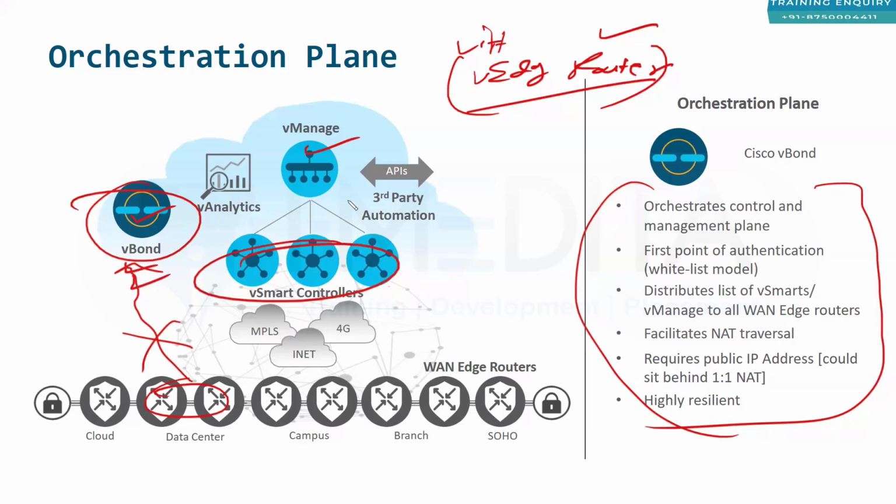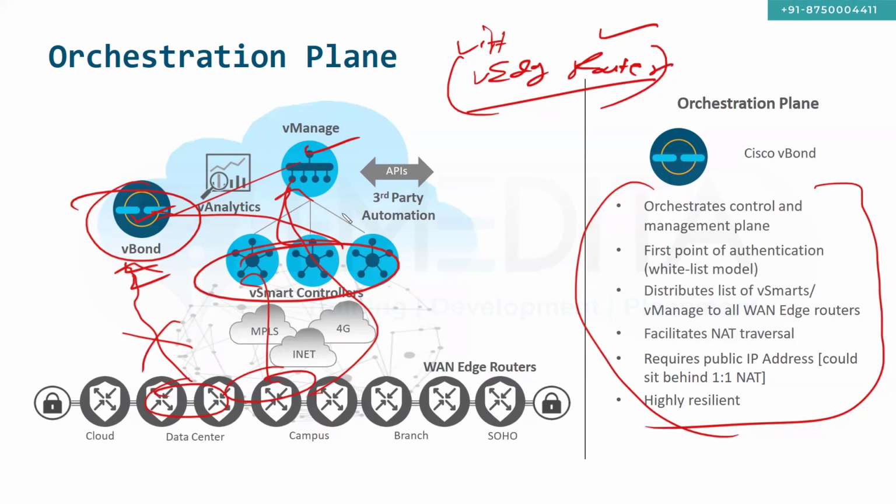But between vBond and vManage, and between vBond and the vSmart, or even between vManage and the vSmart, there will be a permanent connection. In fact, between managed router and vSmart, and managed router and the vManage, there will be a permanent connection. The only connection between managed router and the vBond will be a temporary connection. Once vBond provides the controller list back to the managed router, this connection will be torn down automatically. That's how it works. Any questions?